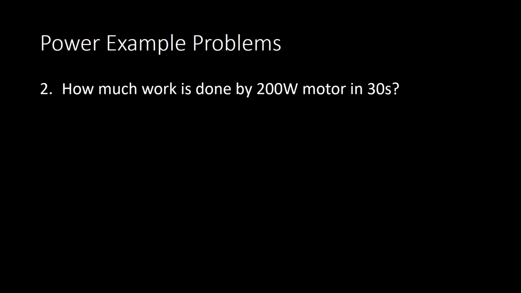Question number 2. How much work is done by a 200 watt motor in 30 seconds? So let's identify: 200 watts, that's power. 30 seconds is time, and we're asked to solve for work.